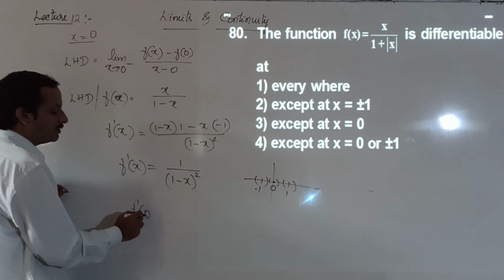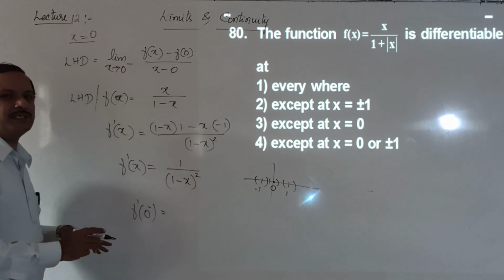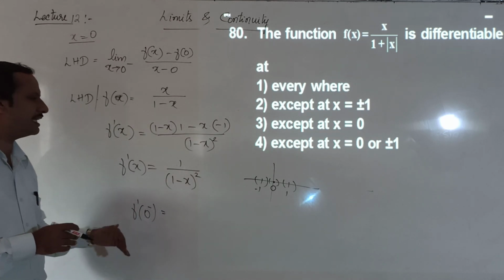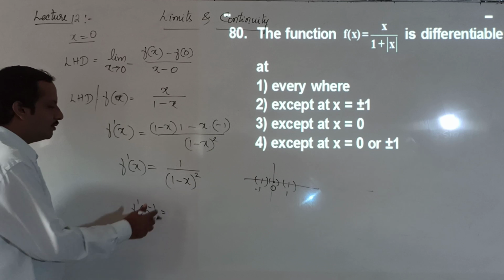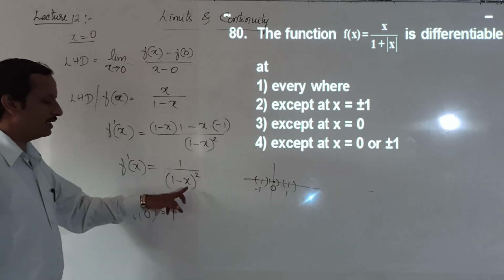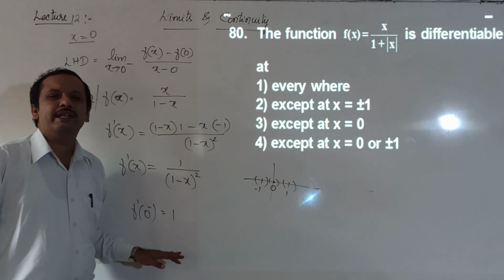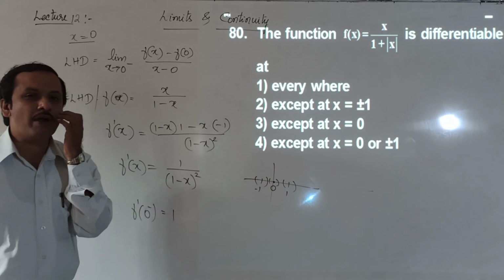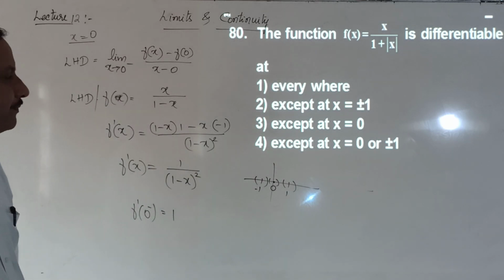Now f'(0 minus). f'(0 minus) means left hand derivative of f at x equal to 0. Okay. So what happens then? Put x equal to 0, we get 1. So left hand derivative is 1. Let us see what happens to the right hand derivative.